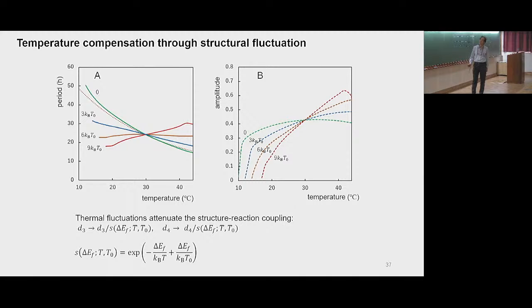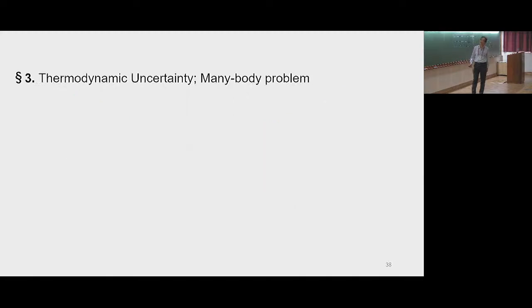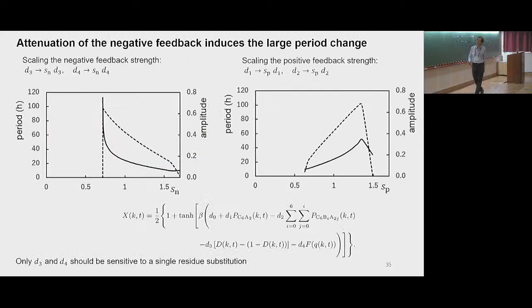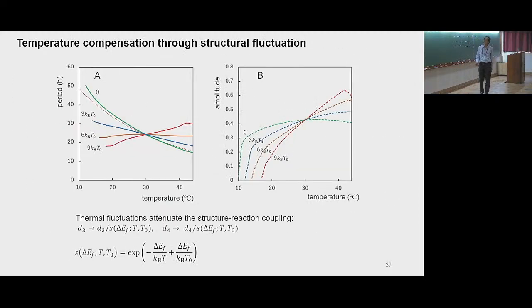Here, this dash line is this curve. So this is a curve of the change of the rhythm, assuming that everything is changed with the activation energy of 10 kBT without this assumption. So okay.